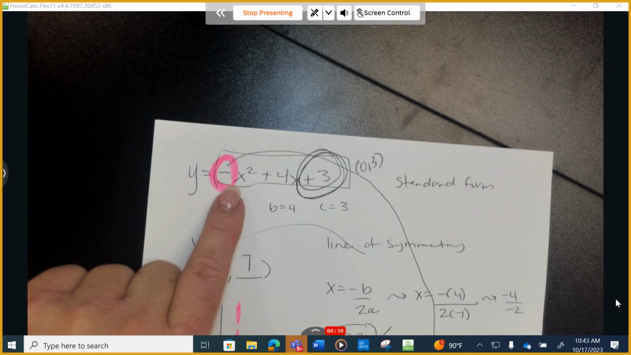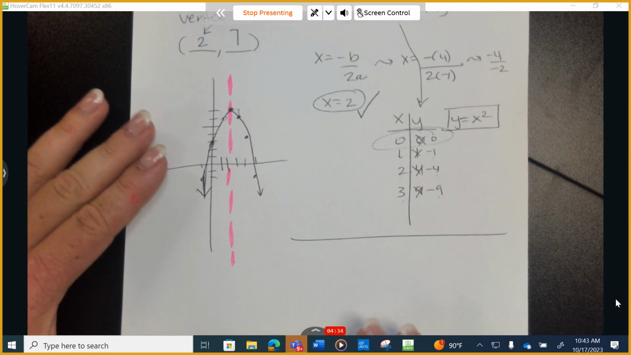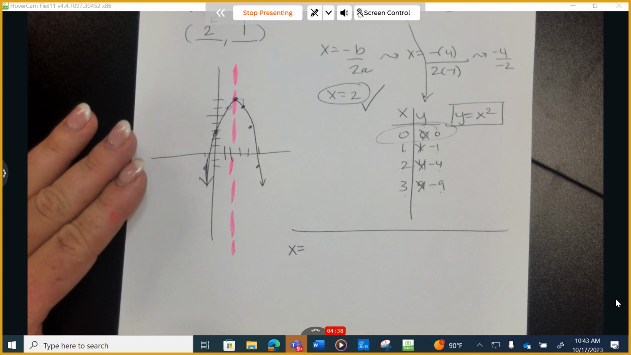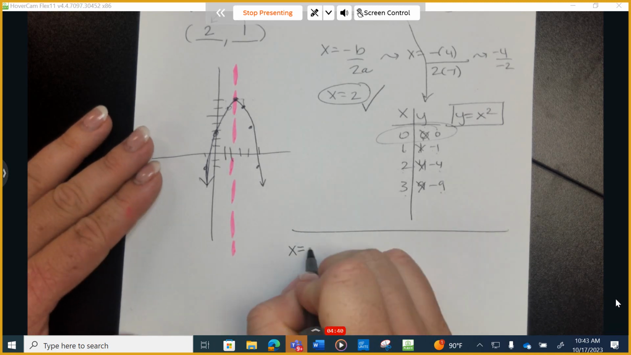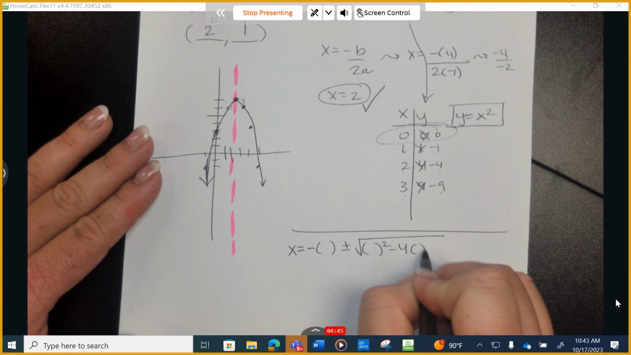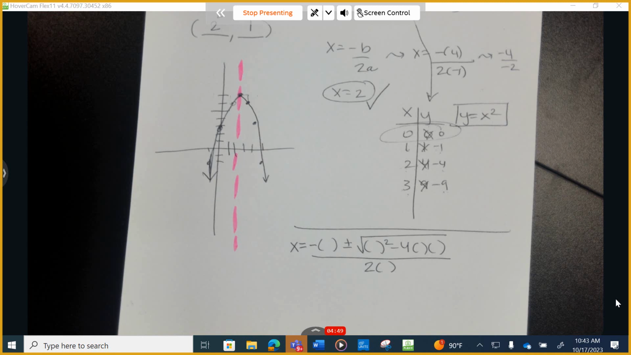Now, sometimes this is going to be factorable. I made sure that on your quiz it's not factorable. So we're going to use the quadratic formula that you see on the board: negative b plus or minus the square root of b squared minus 4ac, all divided by 2 times a.